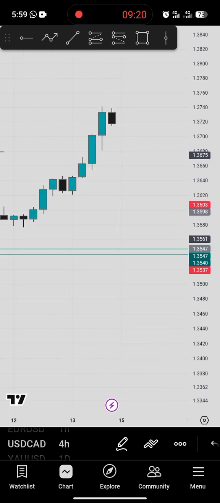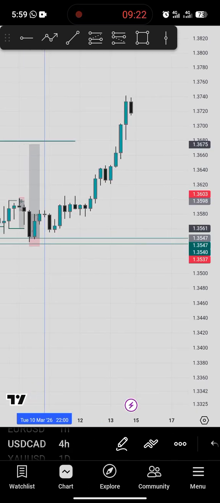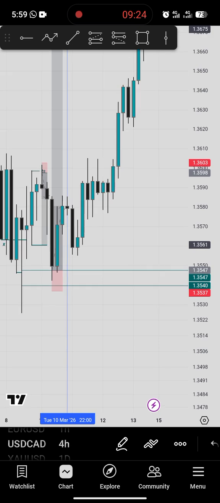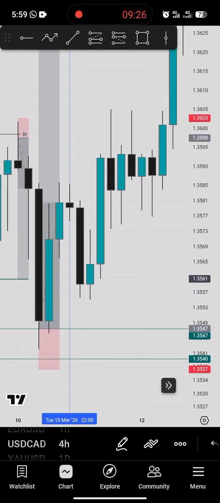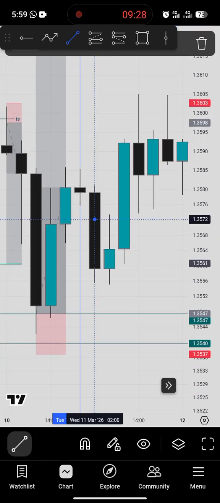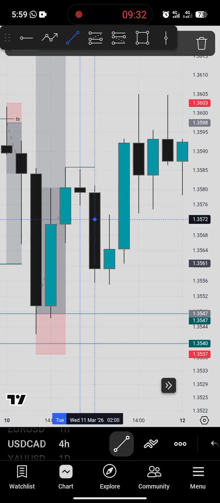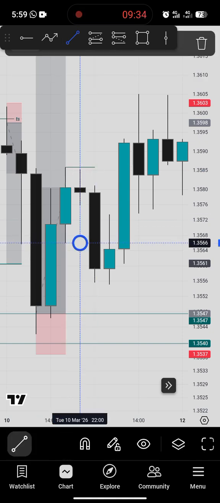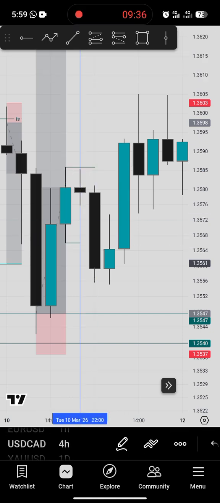So the first thing you need to do is go to your higher time frame. Do you get it now? You are looking for the last 4 hour candle. This is the last 4 hour candle. This is the high, and this is the low of the last 4 hour candle. See, this thing I'm teaching now. Try.